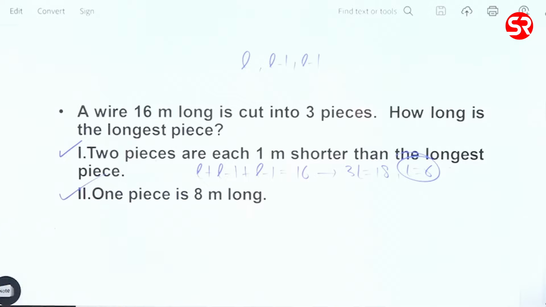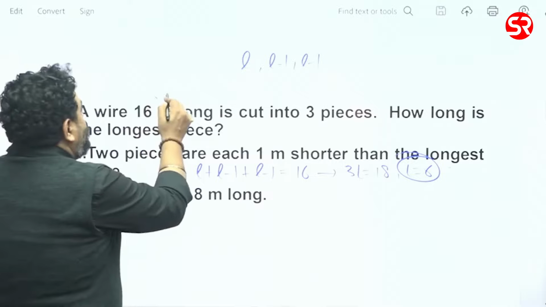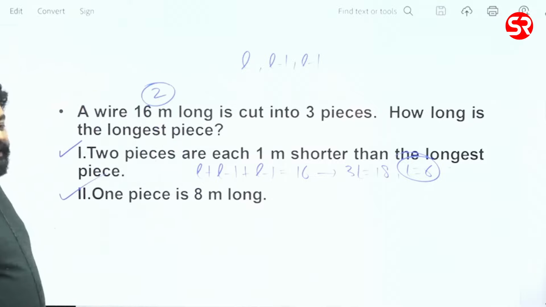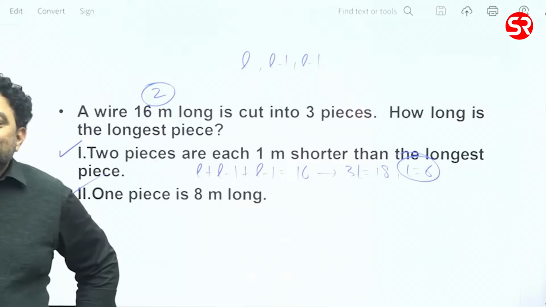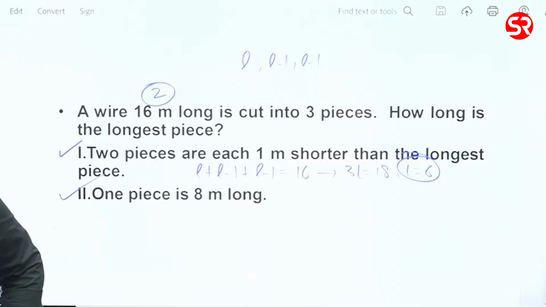This is UPSC. First is also giving you the answer, second is also giving you the answer. Answer is 2. Ladies and gentlemen, you need to buck up now. You need to understand what they are up to. Most of you are struggling with every question.